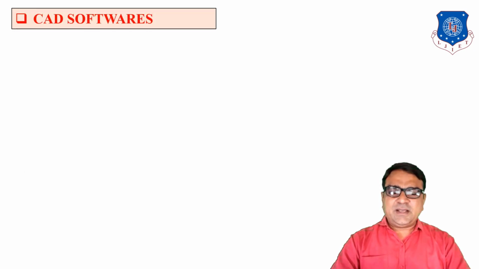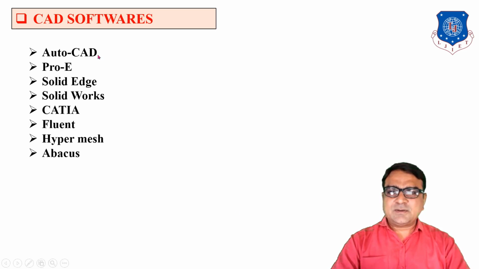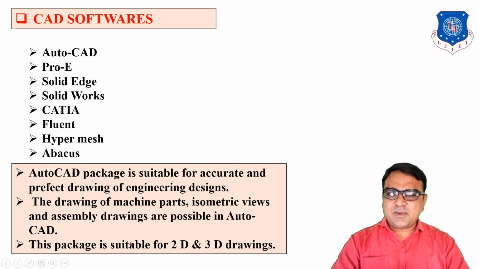Now there are very useful CAD software packages available. Among them are AutoCAD, ProE, Solid Edge, SolidWorks, CATIA, Fluent, Hypermesh, and Abaqus. But out of these, the AutoCAD package is suitable for accurate and perfect drawing of engineering designs. The drawing of machine parts, isometric views, and assembly drawings are possible in AutoCAD. This package is suitable for 2D and 3D drawings.